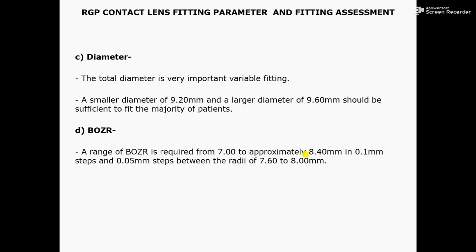Number D. Back optic zone radius. A range of back optic zone radius is required from 7 to approximately 8.40 mm in 0.1 mm steps, and 0.05 mm steps between the radii of 7.6 to 8.00 mm.